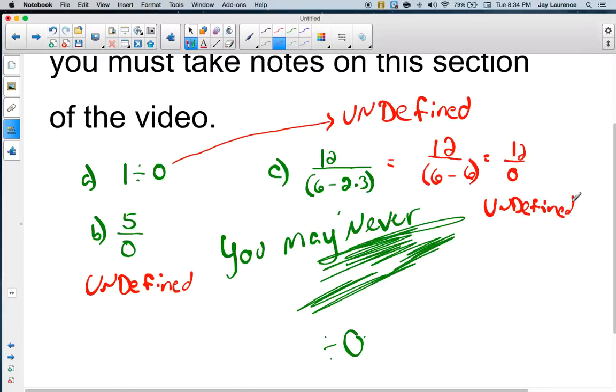Now, you should have written down, you may never divide by 0. You should highlight that. You should memorize it. You should say it to yourself when you're going to the bathroom. You should say it to yourself when you're walking home from school. You should tell your parents you can never, ever divide by 0.